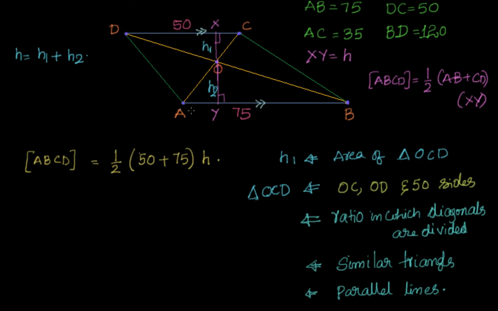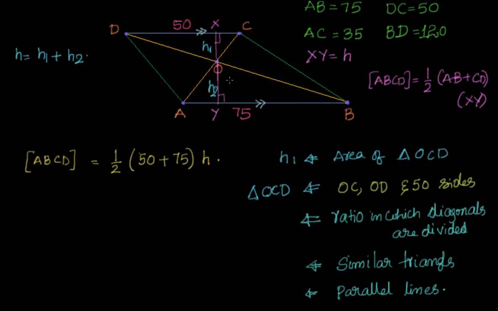We have been given a trapezium ABCD in which AB is 75 and DC is 50. We have to find the area of the trapezium ABCD. We know the formula for the area of a trapezium is half into the sum of parallel sides multiplied with the altitude.